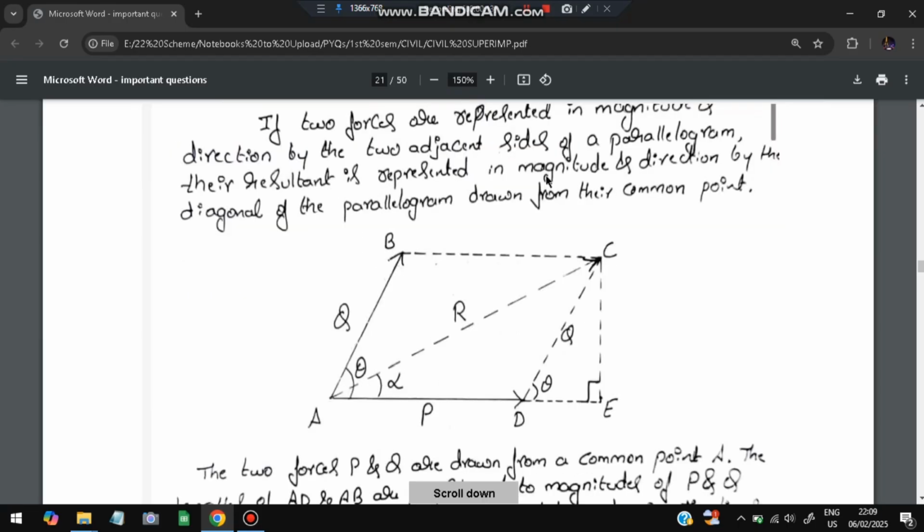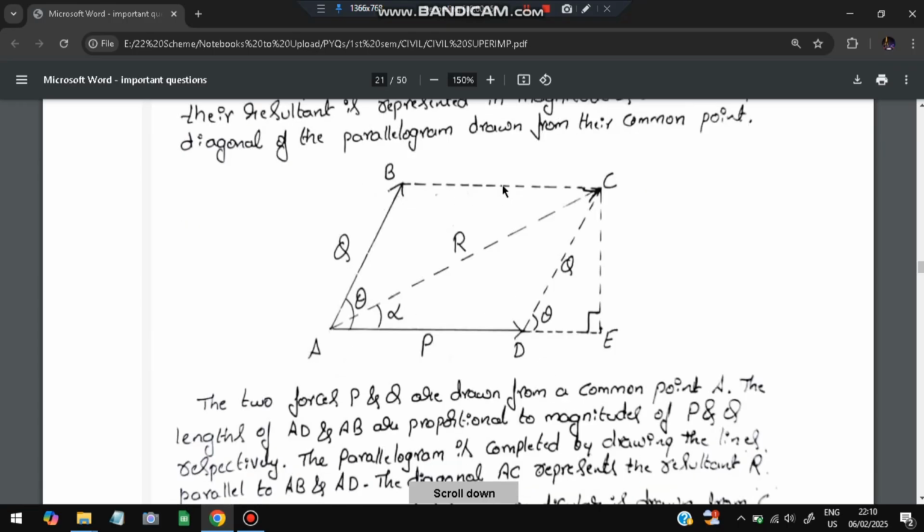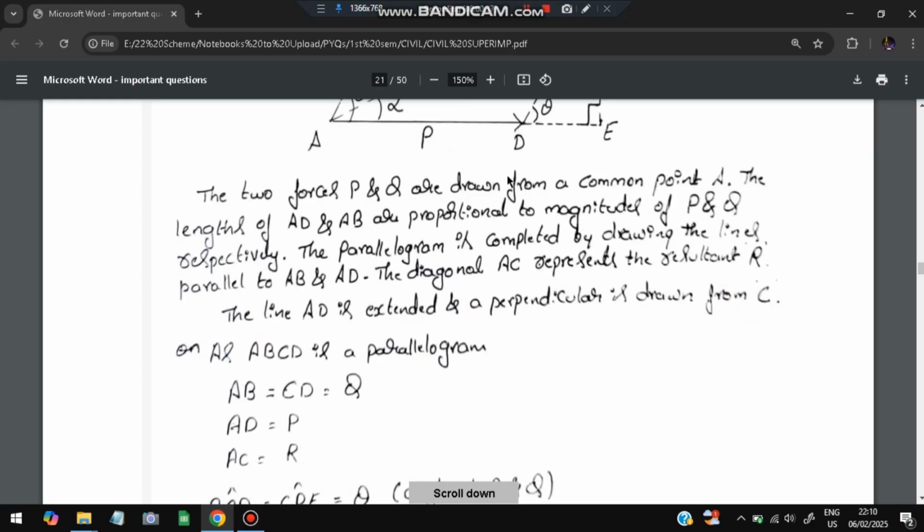What it means is, if there is a parallelogram like this, the parallelogram is ABCD. Now, the angle between this one and this one is theta. And if I draw a diagonal R here, just by using R and theta and the values of Q and P, I can calculate the value of it. So how can we calculate the value? That derivation we have to do.